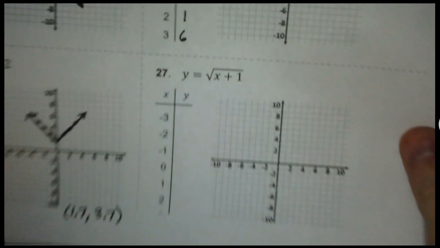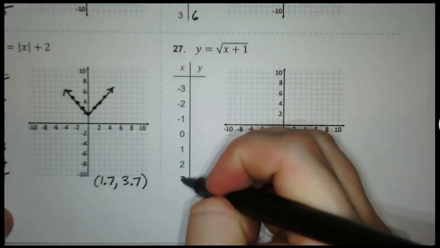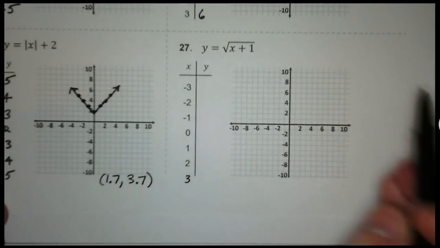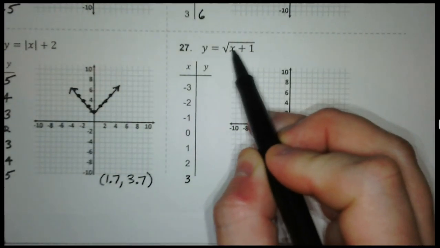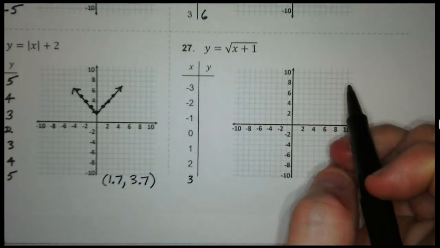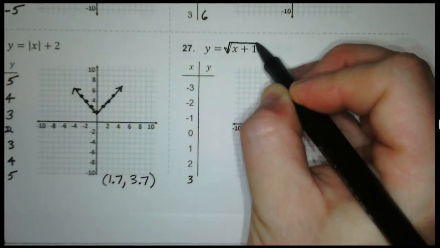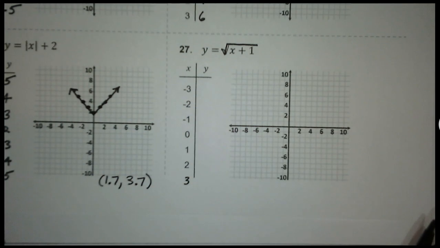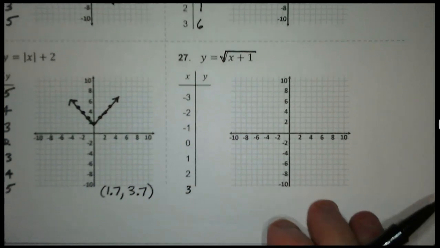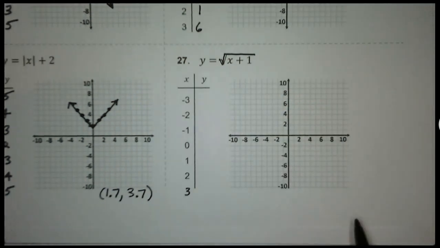Anyway, number 27. Square root. So this means big old square root. So it looks like we've got to do the x plus 1 and then take the square root, because see how this square root is over this whole entire x plus 1? Alright. So if you plug in 3, again, there's a reason I'm starting at the positive 3 and we're going to work our way there.